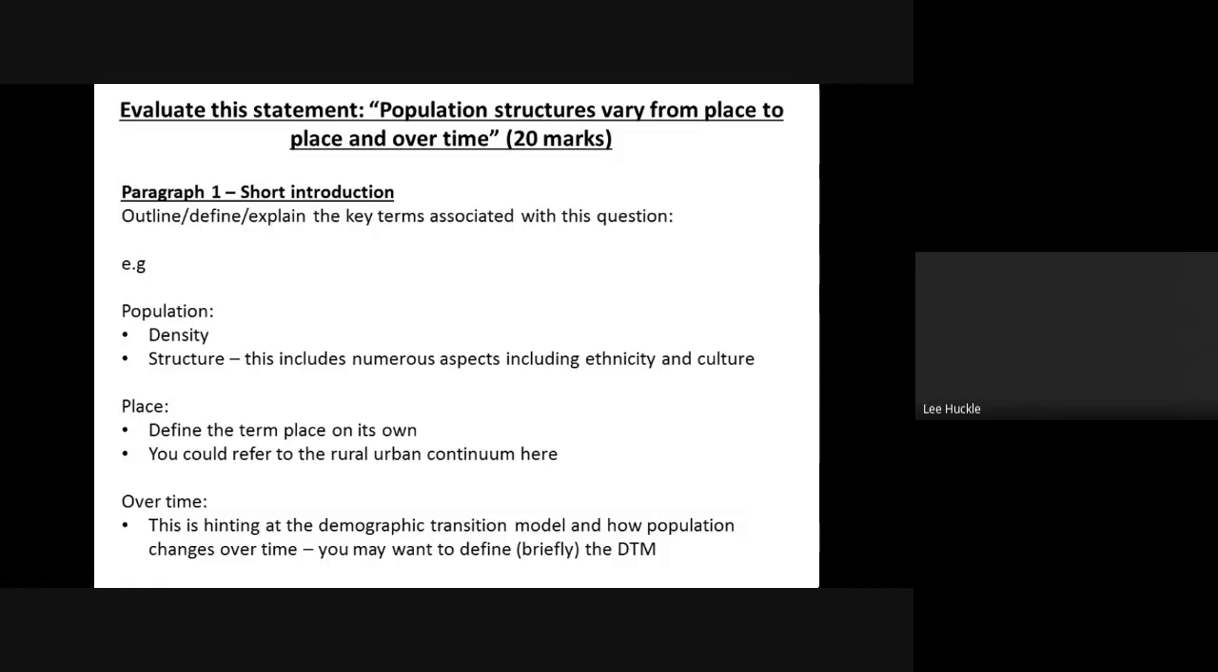So have a look at those points. I'm not saying you need to define every single one of those. Some of you will, some of you won't. But you've got to try and keep it concise and to the point. There's a risk in a 20-mark essay question in the introduction, you're defining so many key terms that you end up going over half a page. That's too much. Keep it concise.